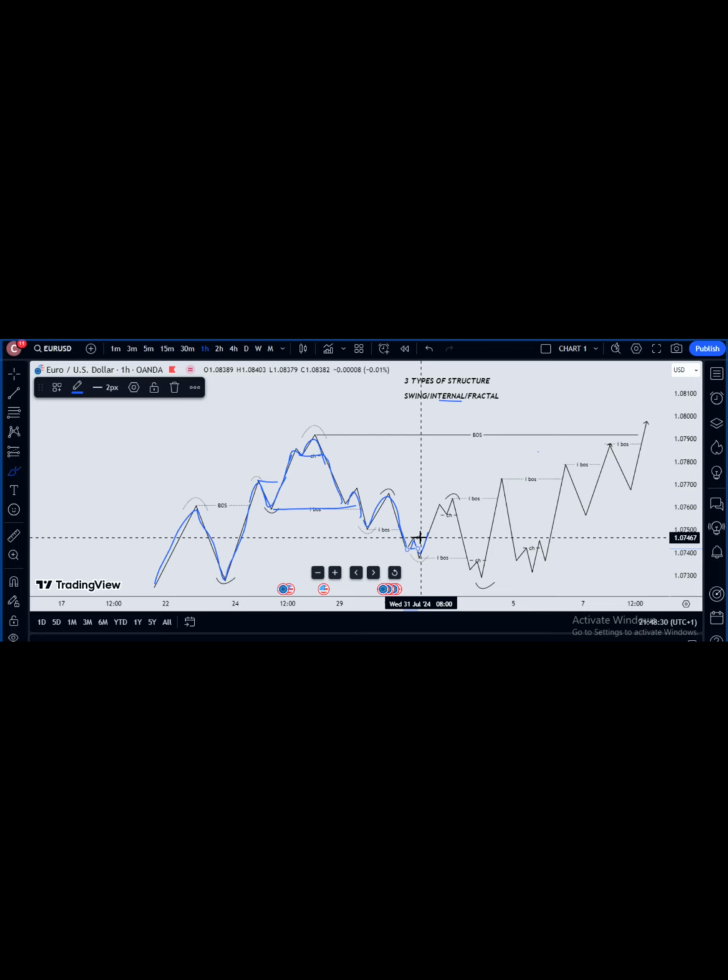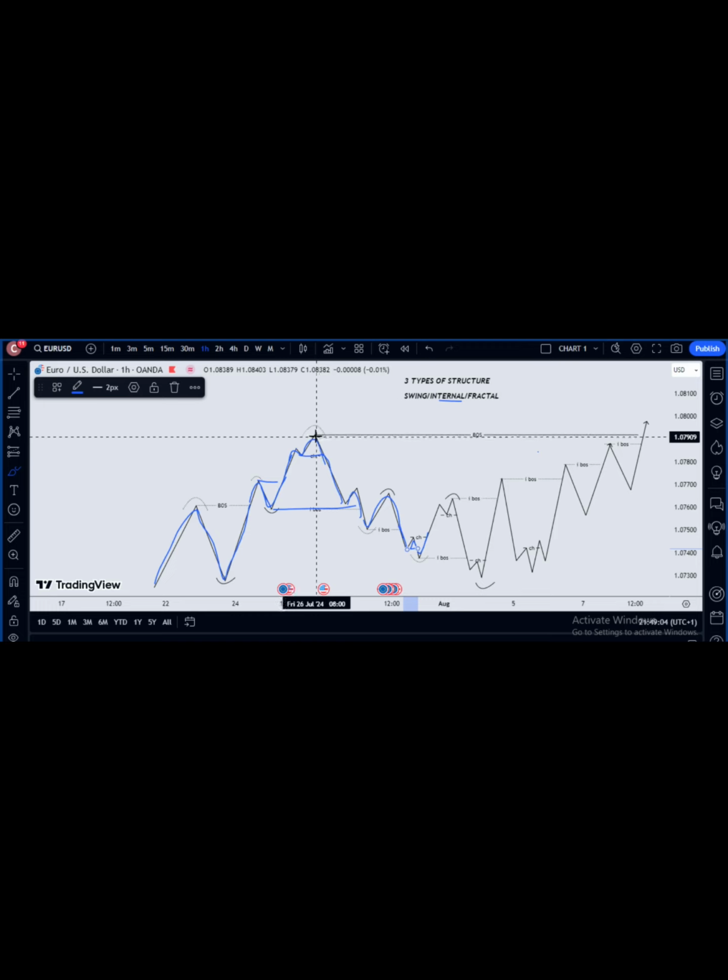Remember, change of character signifies reversals and ends of internal structure. Okay, yes, reversals. Okay, real good. Change of character actually signifies the start and end of internal reversals, meaning if price, this is an internal structure here, we have an internal structure here.